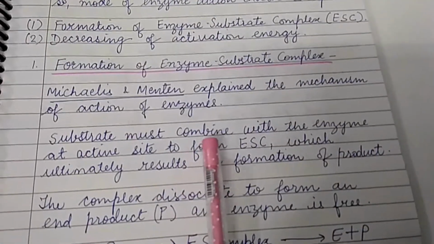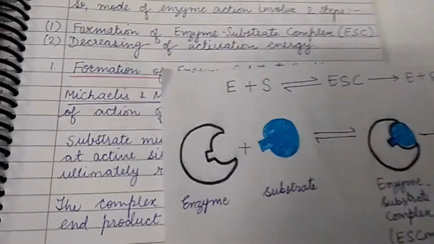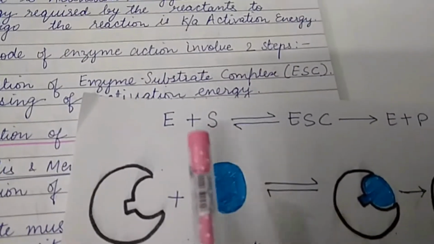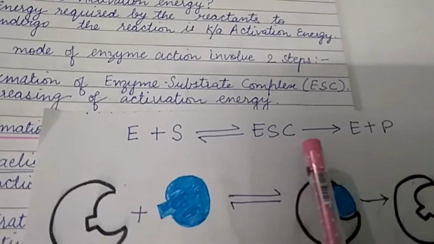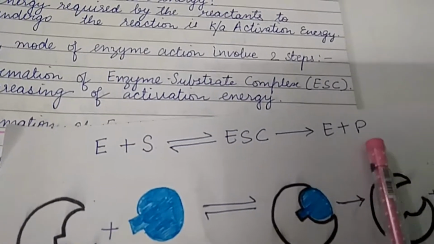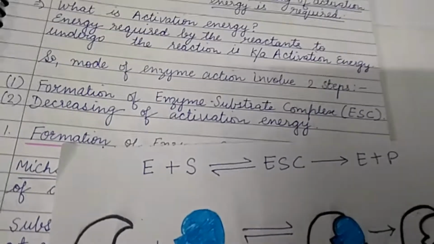Michaelis-Menten explained the mechanism of action of enzymes, and the substrate must combine with the enzyme. E combines with substrate S to form ES complex, which further dissociates to form enzyme and the final product. The final product is formed and the enzyme is again free.